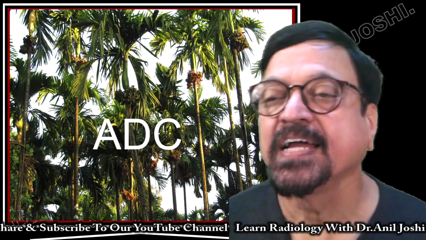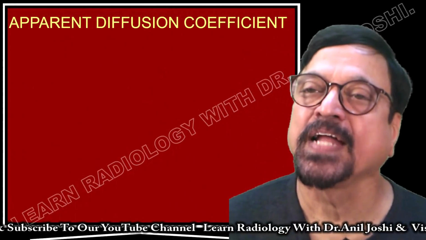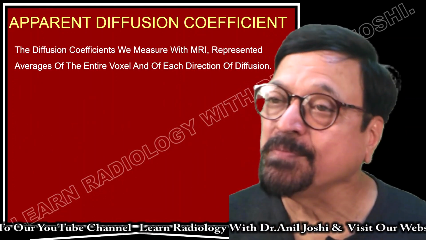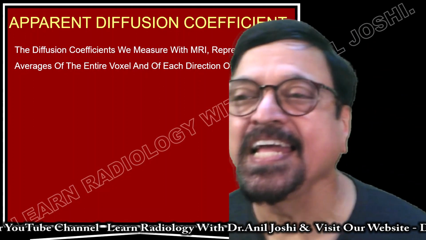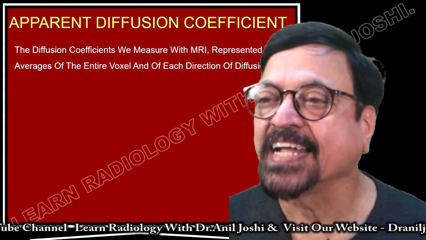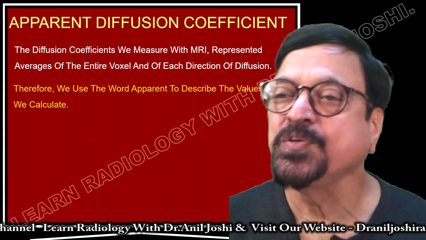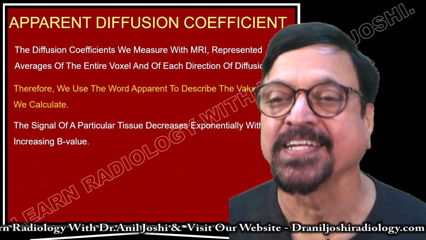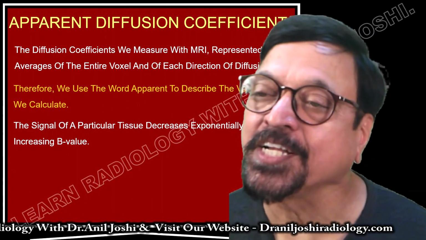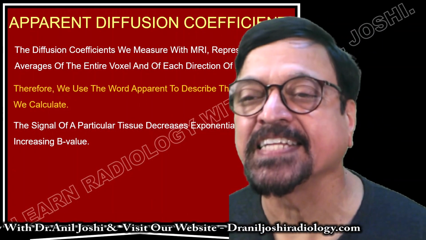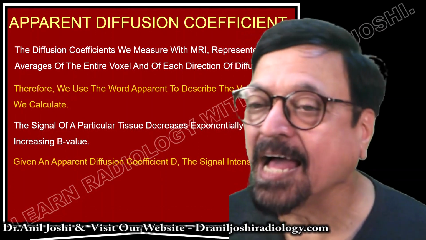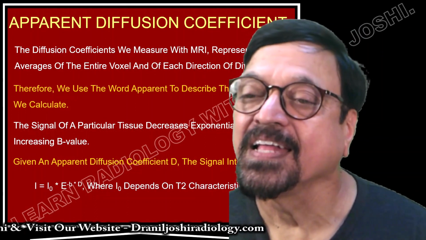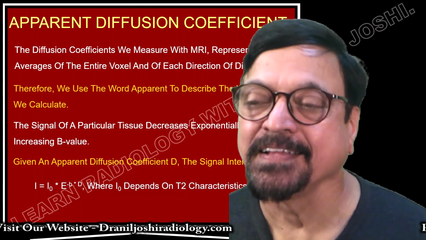Now, let us come to ADC, also called apparent diffusion coefficient. The diffusion coefficient we measure with MRI represents the average of the entire voxel of each direction of the diffusion. Therefore, we use the word apparent. Apparent is used because of that to describe the values we calculate. The signal of a particular tissue decreases exponentially with increasing B value. Given an apparent diffusion coefficient D, the signal intensity is calculated by this equation.